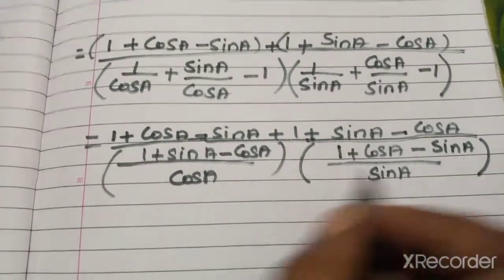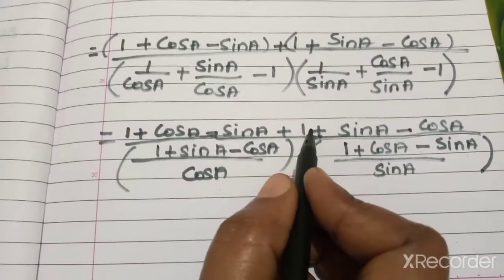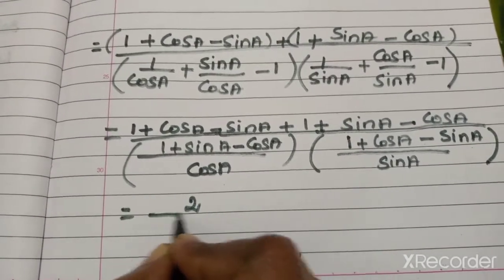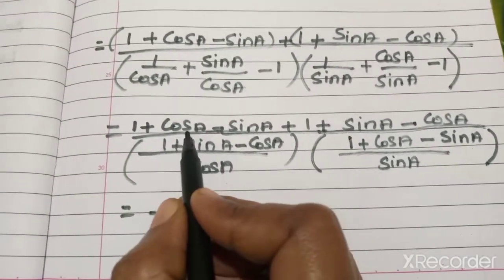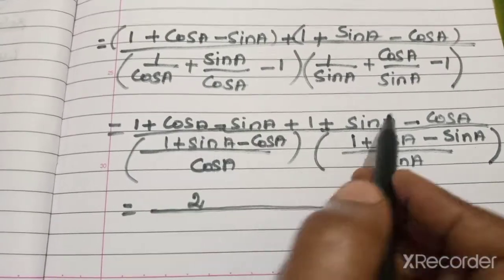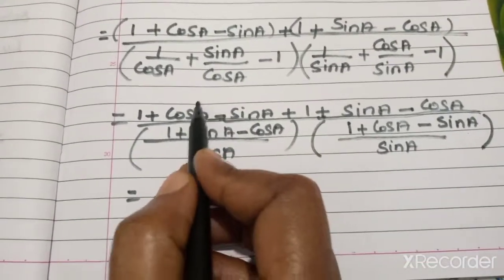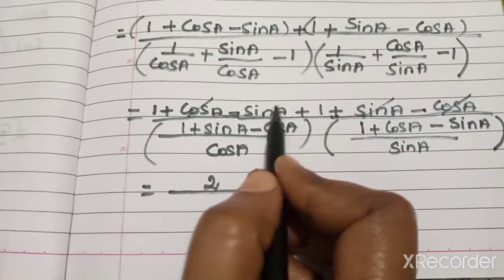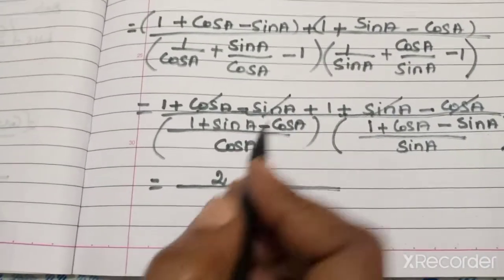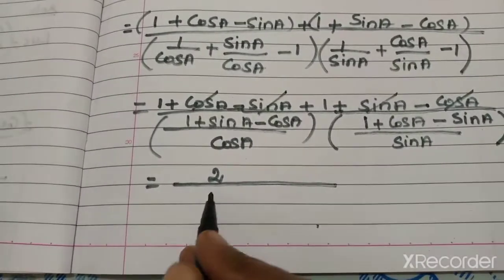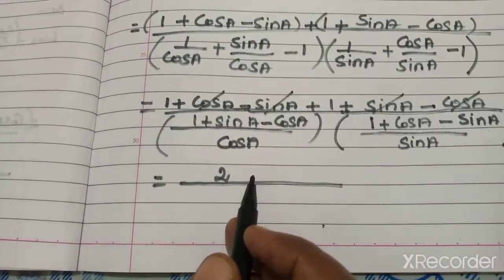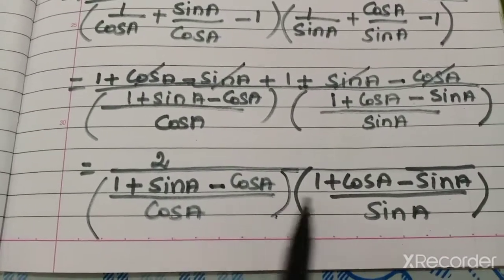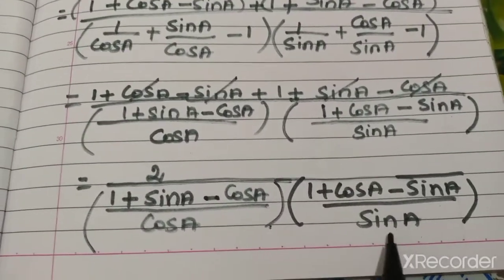Close the bracket. Now here 1 can be added, okay. So 2 divided by, here cos A minus sin A, here sin A minus cos A. So plus cos A minus cos A cancel, plus sin A minus sin A cancel. Okay, so 1 plus 1, 2 is there. So the denominator as it is, we can write 1 plus sin A minus cos A by cos A into 1 plus cos A minus sin A by sin A, as it is.